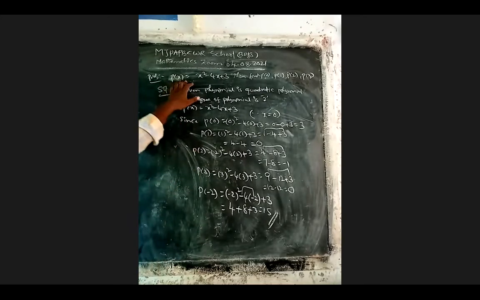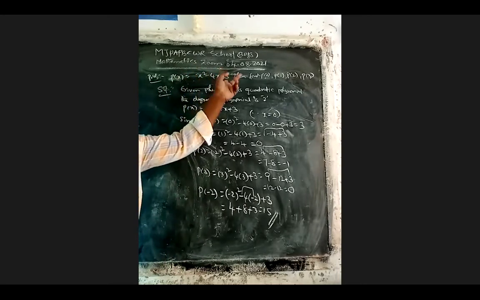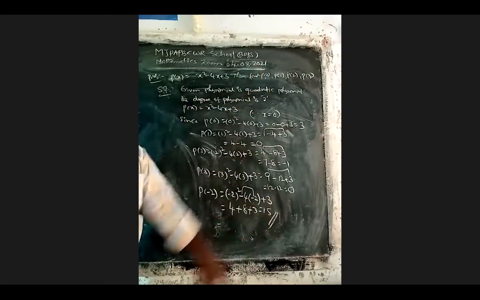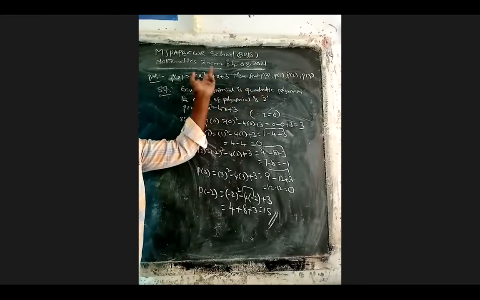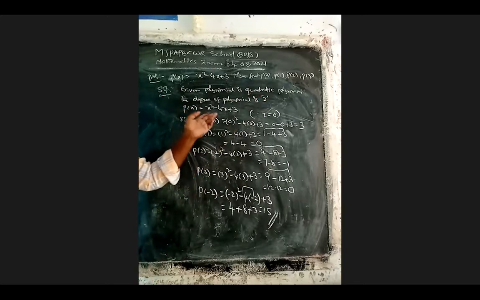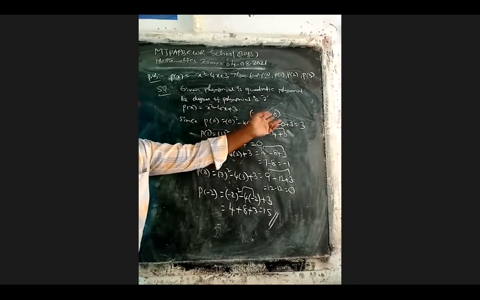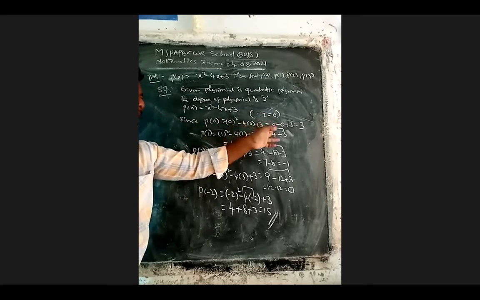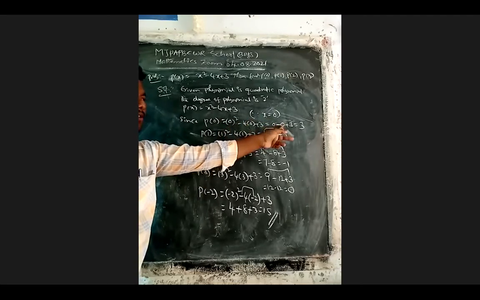Once again, P of x equals x square minus 4x plus 3. Find the values of P of 0, P of 1, P of 2, and P of 3. The given polynomial is a quadratic polynomial, because the degree of the polynomial is 2. Substitute x equals 0. P of 0 equals 0 square minus 4 into 0 plus 3. 0 square is 0, minus 4 into 0 is 0, minus 0 plus 3.